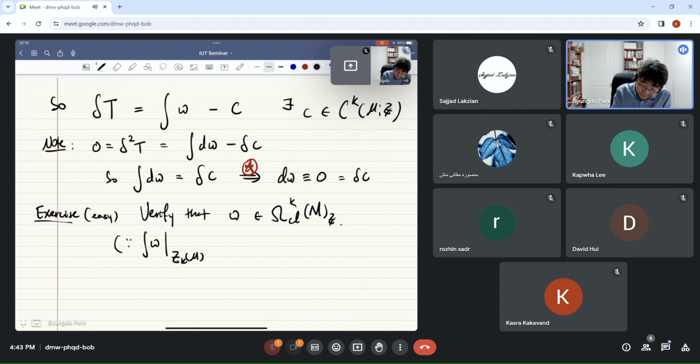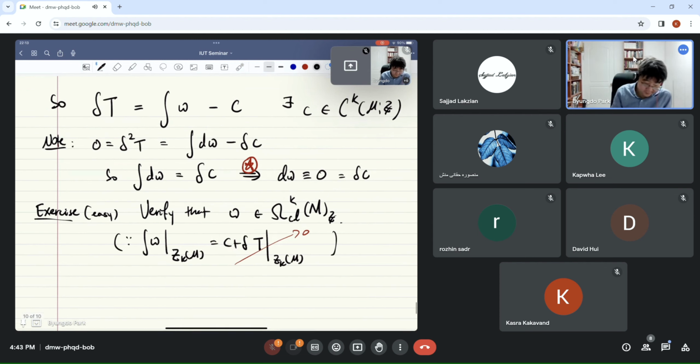So then from the formula here, what you see is this is the same as C plus delta T. Then if you restrict this thing to k cycles, then this has to vanish. So basically, you should have values in integers. Okay.